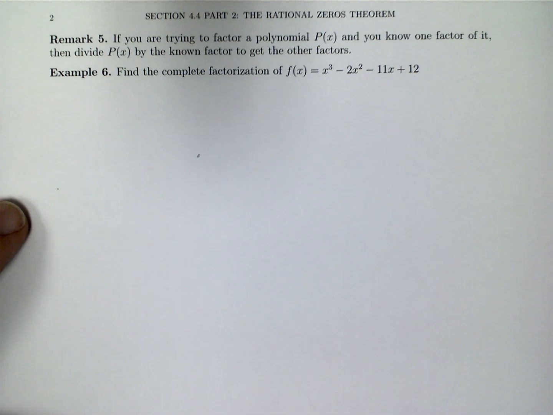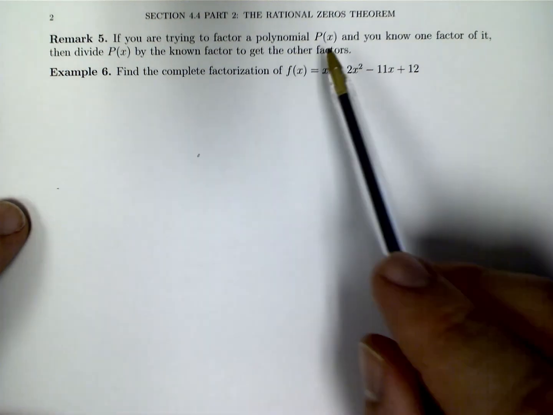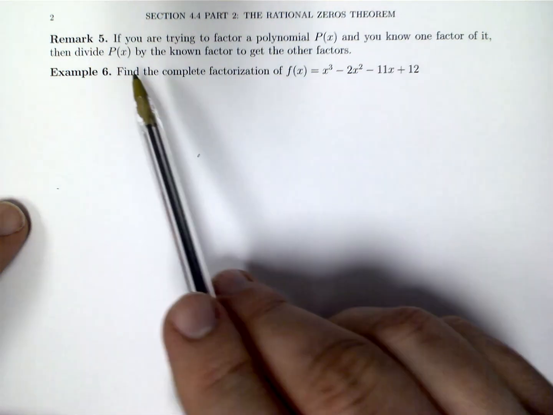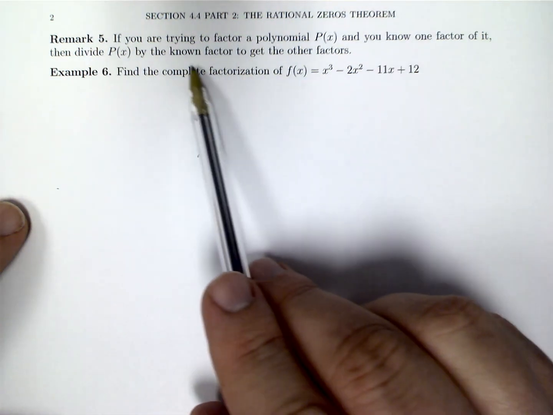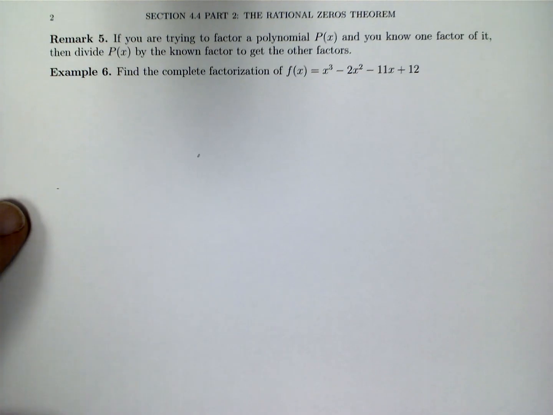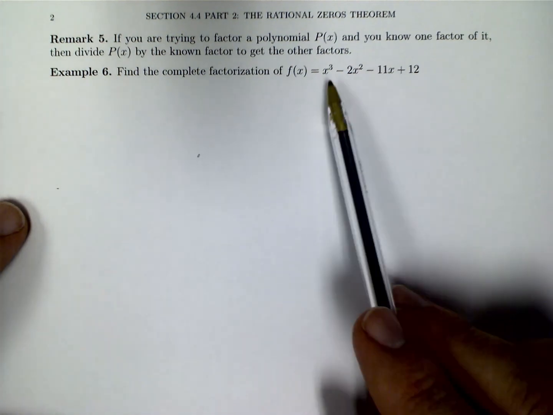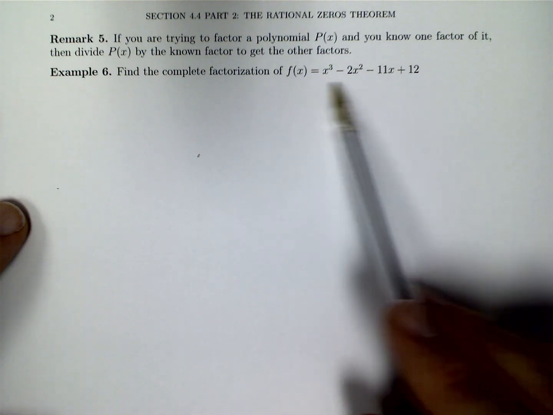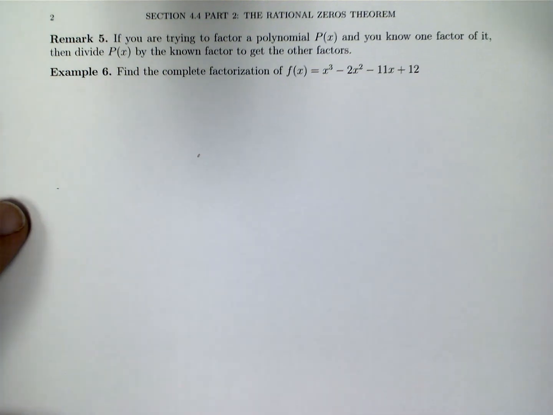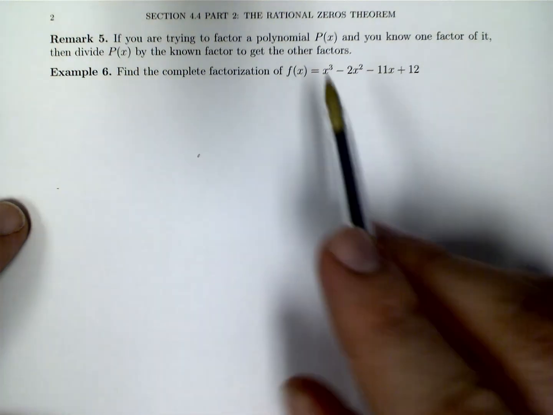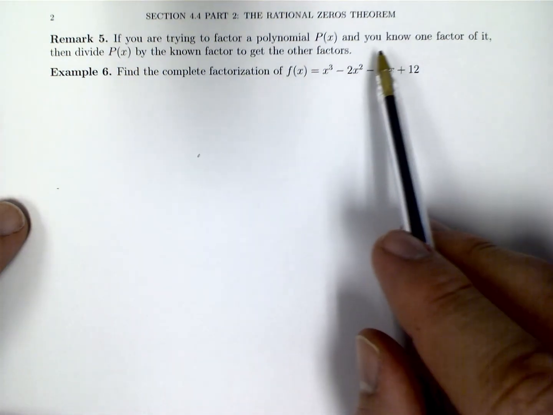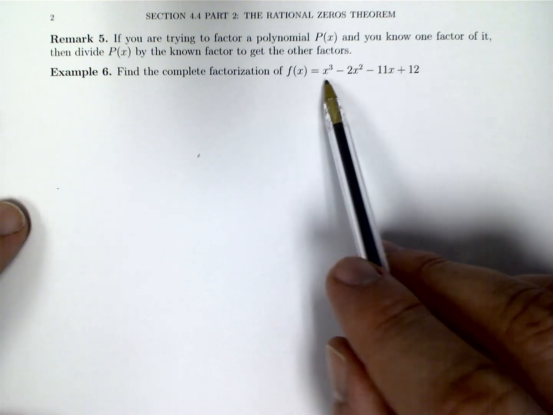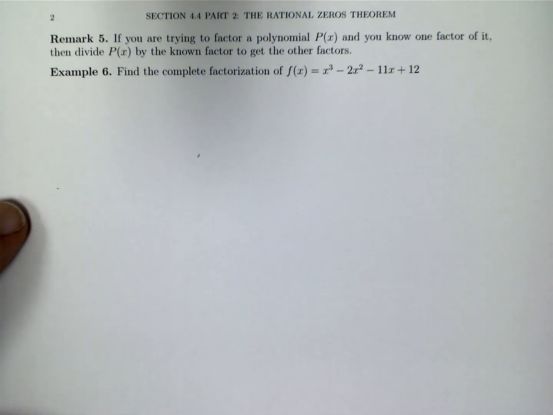We want to find the full factorization of p of x. If you know one factor of it, you can divide p of x by the known factor to possibly help us get other factors. We don't always have something good to factor like this. In fact, if you try to factor this by grouping, you will not have a very good time. However, if we first find one of the factors and divide by a linear factor, we'll be left with a quadratic, which will be much easier to factor.